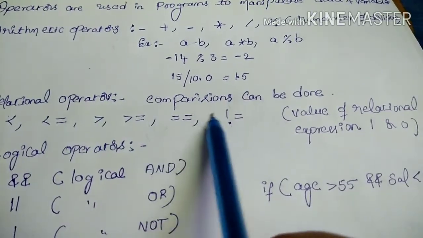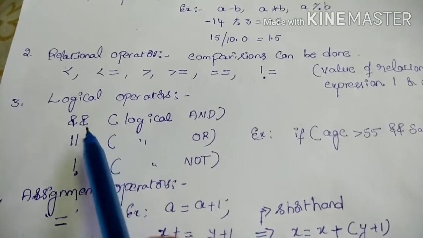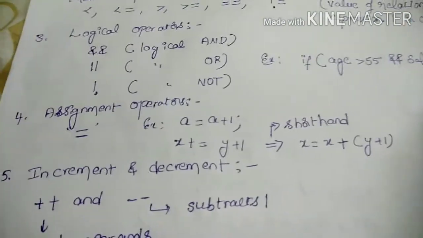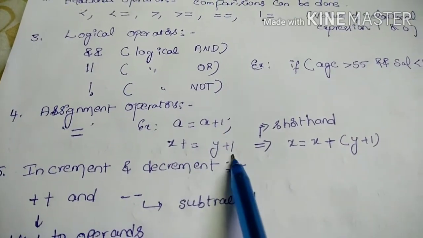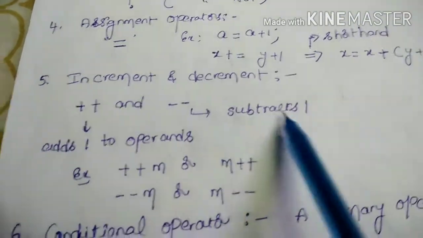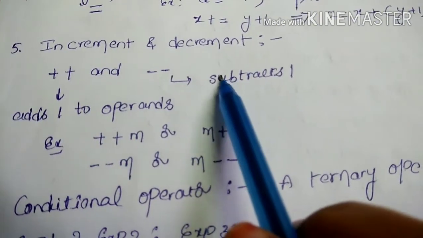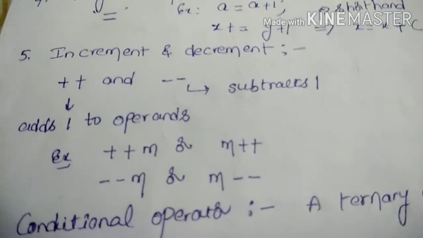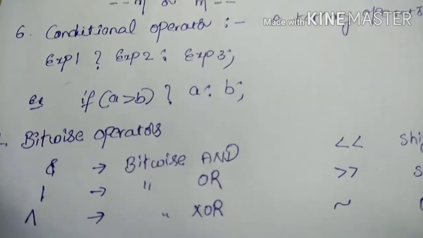Relational operator means comparisons can be done: less than, equal to, greater than, greater or equal to. Logical operators mean logical and, logical or, logical not. Assignment operators mean the is-equal-to symbol, a is equal to a plus 1. We also have shorthand assignment operators. Increment and decrement operators are plus plus and minus minus. Plus plus increments the value by 1, and minus minus means the value will be decremented by 1. So these are the operators.